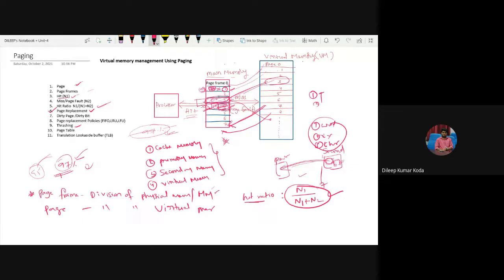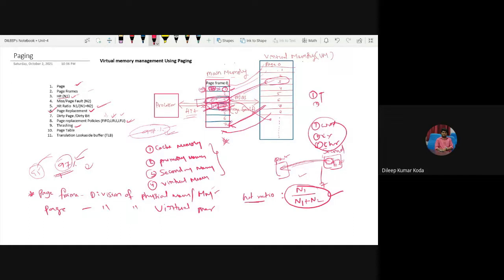Coming to page replacement policies, we have several policies: FIFO, first in first out; LRU, least recently used; and LFU, least frequently used. So when it comes to page replacement, we have to follow some policies. Those policies are FIFO, LRU, LFU.